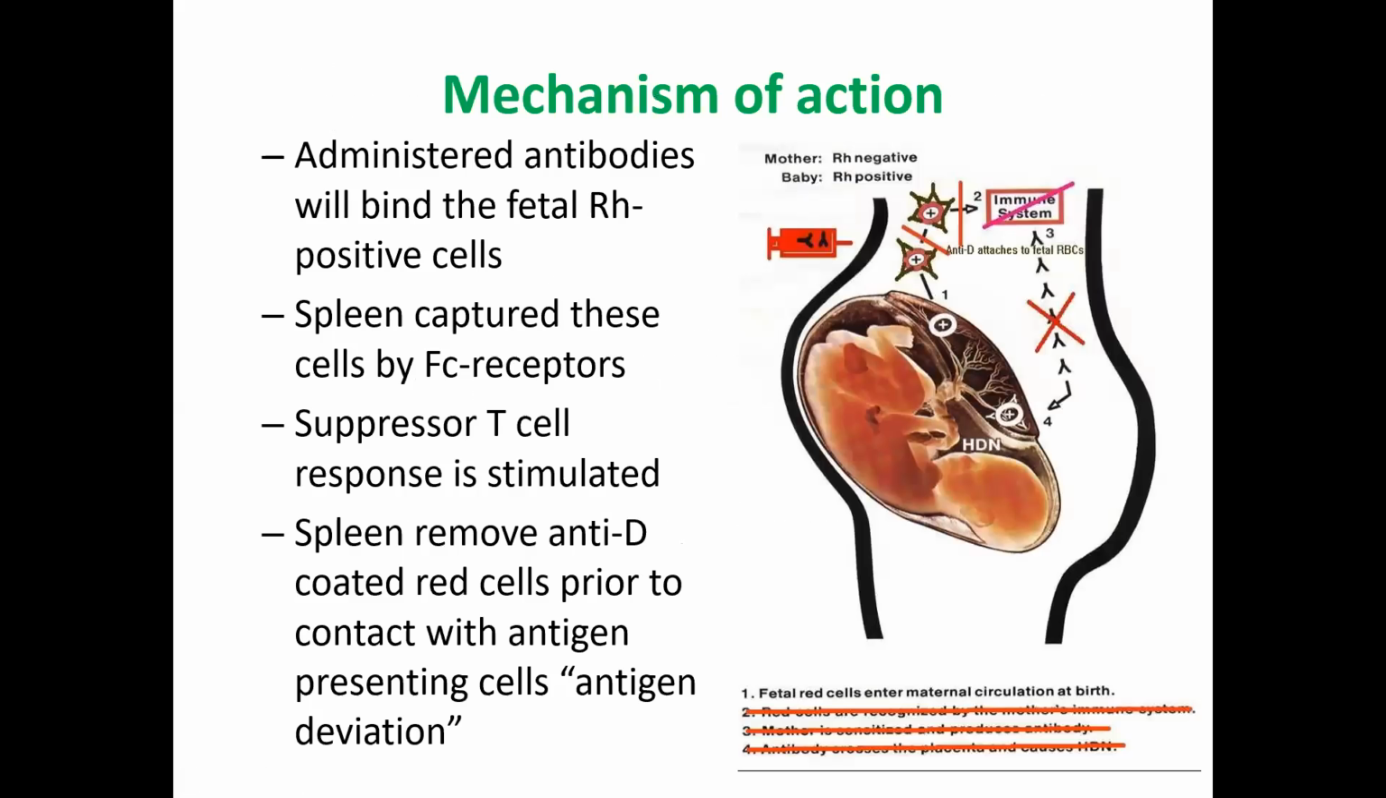Now the mechanism of action: what exactly will anti-D do in our body? The administered antibodies will bind the fetal Rh positive cells. The spleen captures these cells by the Fc receptor. It suppresses the T cell response that would be stimulated. The spleen removes anti-D coated red cells prior to contact with the antigen presenting cells.